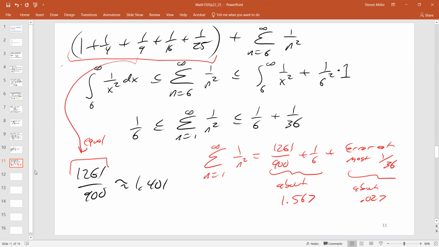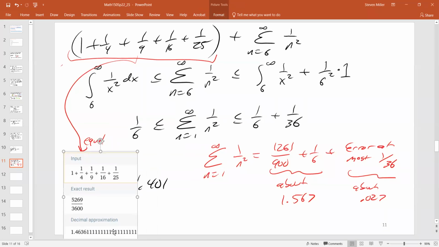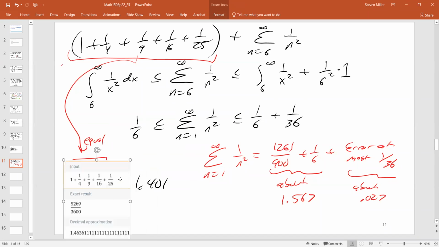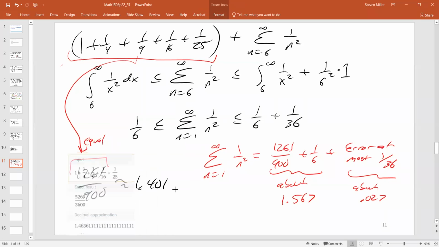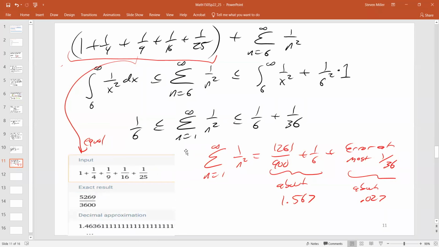Did I forget the 1/16? Yeah, I was about to say it. There we go. I forgot the 1/16. All right. That's the fast way of fixing it. It should be 1.916.